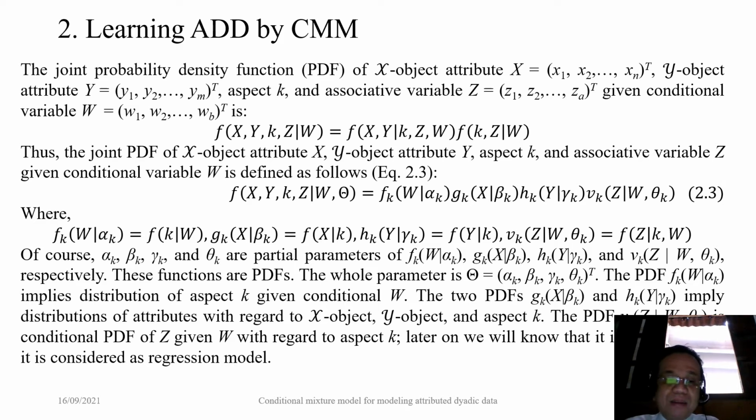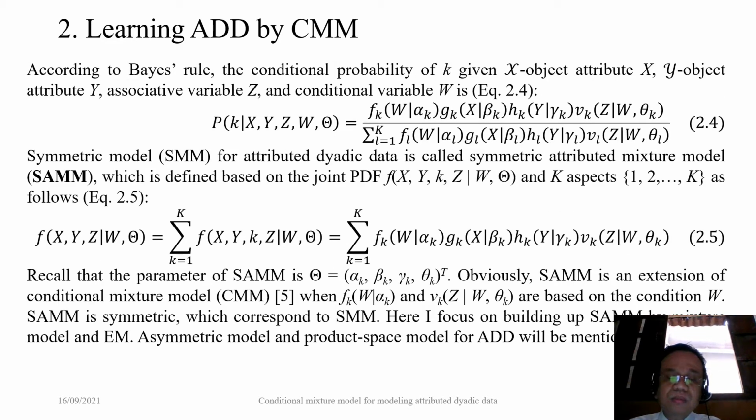The PDF f_k is the joint distribution of aspect k given conditional W. The two PDFs g_k and s_k are distributions of attributes with regard to X, Y, and aspect k. The PDF v_k is the conditional PDF of Z given W with regard to aspect k. Later on, we will see that it is more useful if it is considered as a regression model. According to Bayes' rule, the conditional probability of k given the X attribute, the Y attribute, associative variable Z, and conditional variable W is defined by equation 2.14.